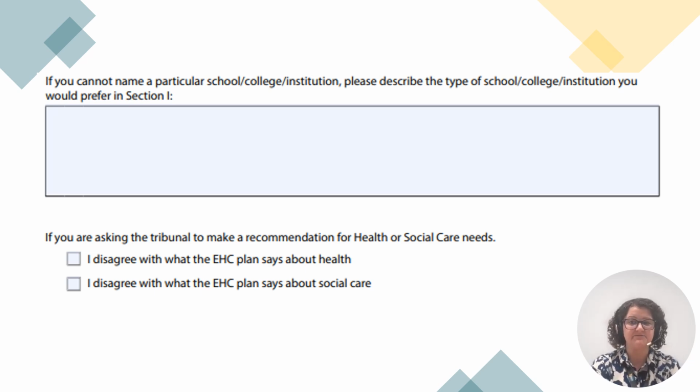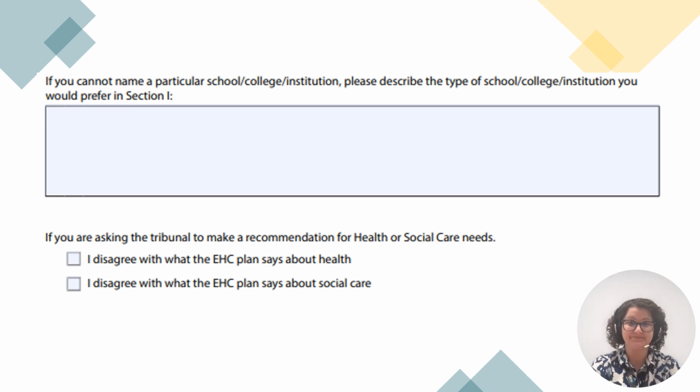However, the next question is relevant for all appeals. At the bottom of this page, it asks if there are any health or social care needs that you are unhappy with within the EHCP. The information about health and social care needs will be within sections C and D of the EHCP, and you have an opportunity to challenge these if you wish. If you want some advice on this, please give us a call or email us and we can discuss this further with you.